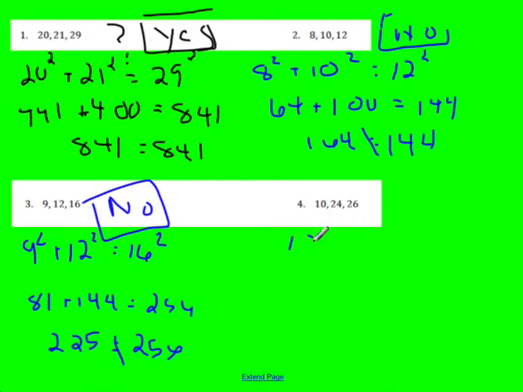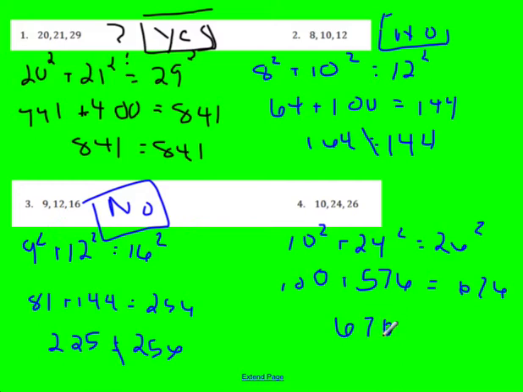Taking a look at number 4, again squaring the smaller sides, 10 squared plus 24 squared is equal to 26 squared. So 10 squared is 100, and then 24 squared is 576, and that's going to be equal to 676, or so we hope. When you add those two together, you end up getting 676 is equal to 676. Is that true? Yes. So yes, number 4 is a Pythagorean triple.